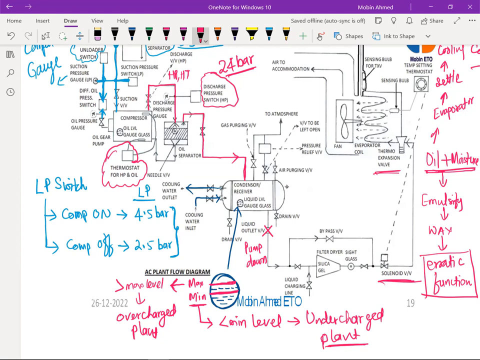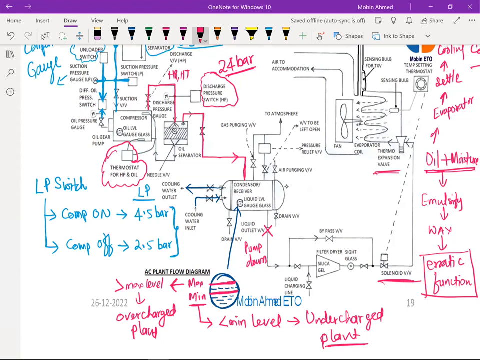I'll be giving you some do's and don'ts, and the troubleshooting: if these are the symptoms, if those are the symptoms, I will be telling you. So let's first concentrate on this one, then we'll go to the troubleshooting. Always, if you are going to pump down and your level is between the max and minimum, do not charge the plant, because you have sufficient refrigerant in your system.